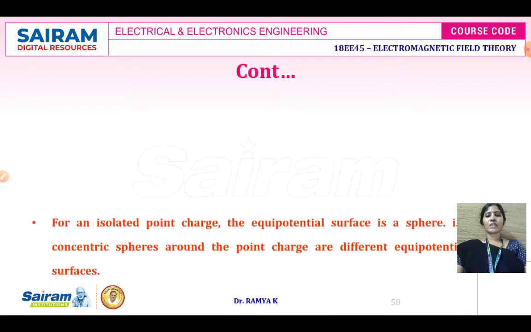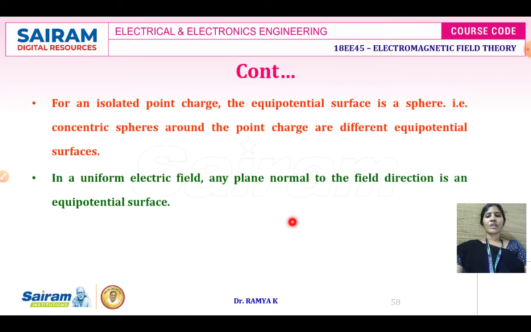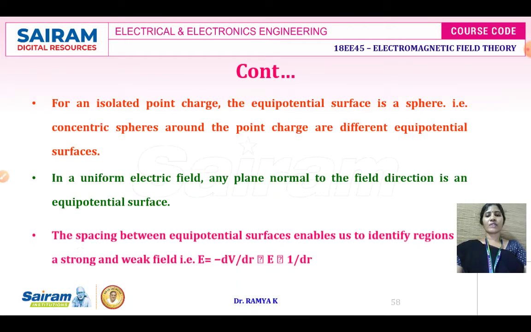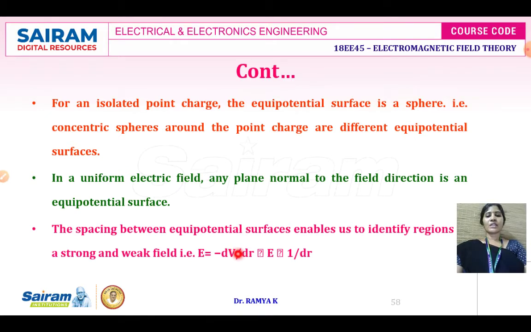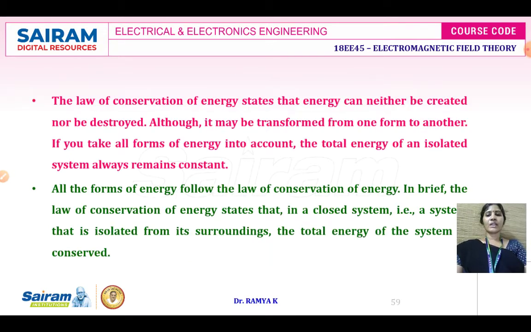Two more properties are going to be there. In case of an isolated point charge, the equipotential surface is going to be a sphere. In a uniform electric field, any plane normal to the field direction is an equipotential surface. Therefore, we can write E is equal to minus dV divided by dr.